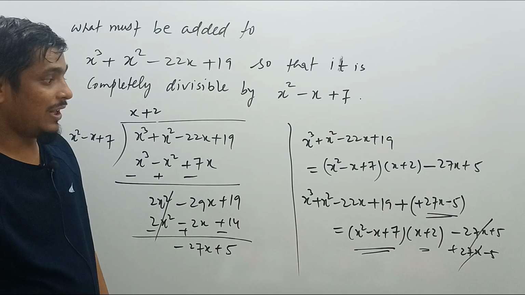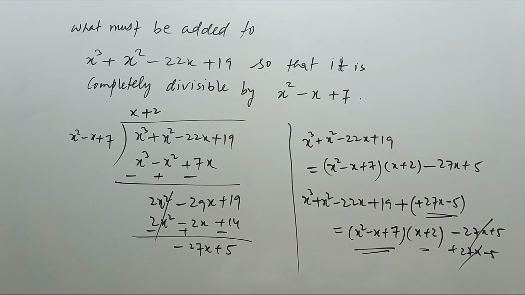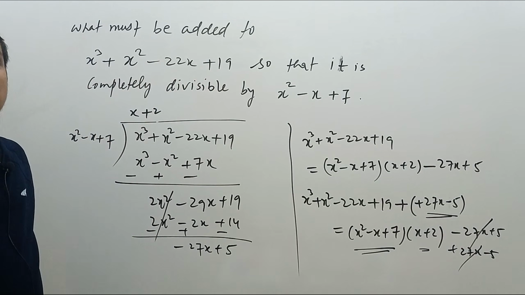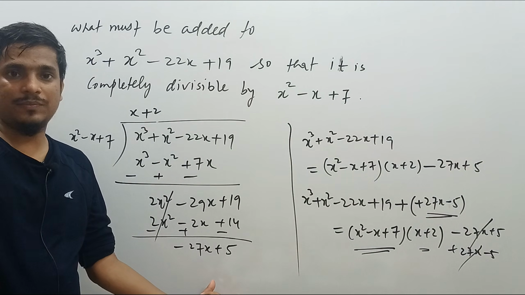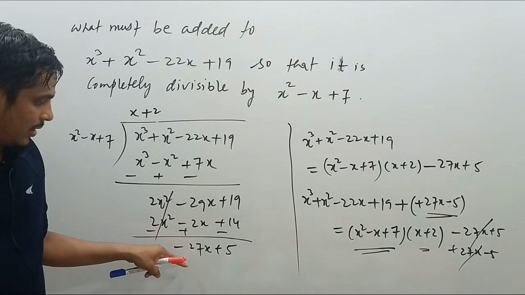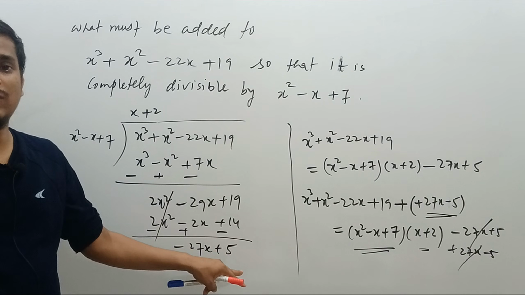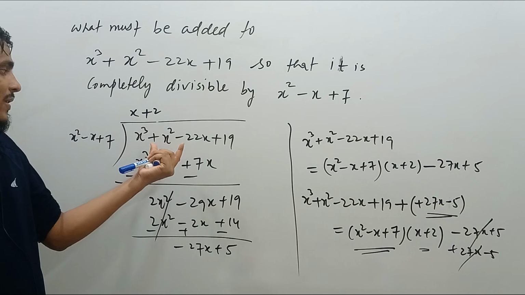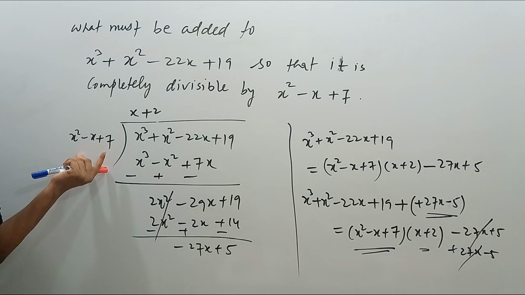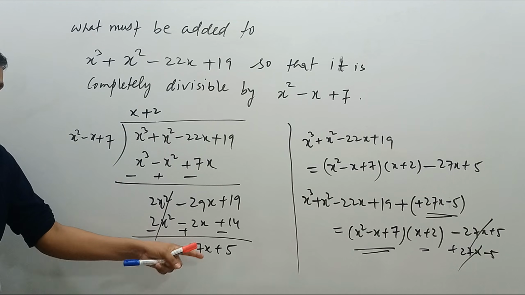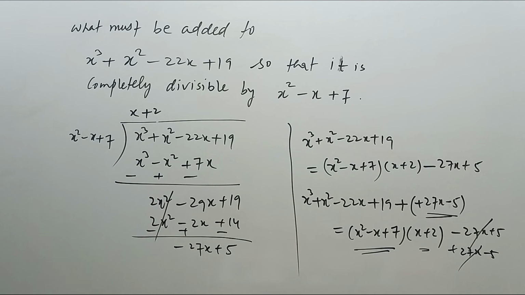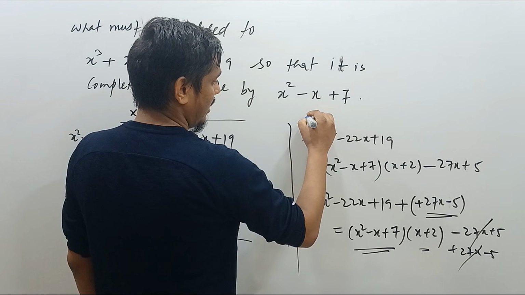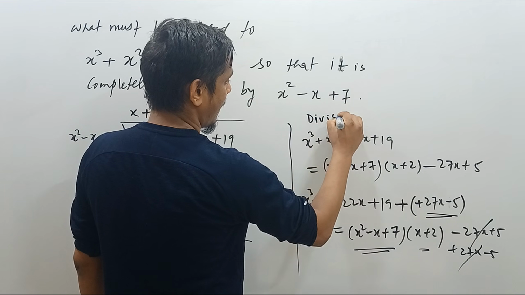It means what expression have we added in this given cubic polynomial? The negative of the remainder that we are getting over here. What remainder have we gotten? We have gotten negative 27x plus 5. So in order to make this dividend completely divisible by this divisor, we must just add the negative of the remainder. So I have used this long division to get the remainder, and then over here I have used the division algorithm.